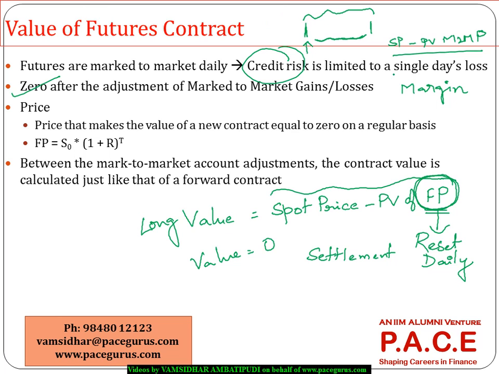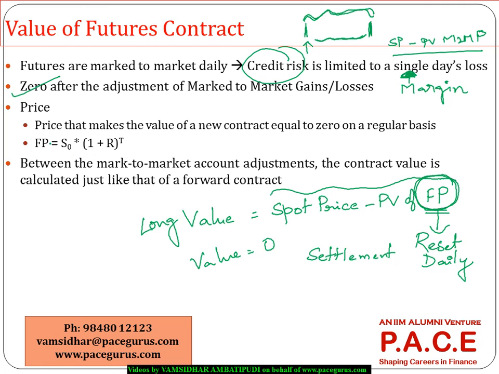So whatever may be the loss that can exist in a futures market, the loss or the credit risk is generally limited to a single day's loss, because at the end of the day it is already mark-to-market and the accounts have been updated accordingly, so there is no pending loss or pending gain to a particular party at the end of the settlement period. Which means the possibility of credit risk is much lower compared to that of a forward market.